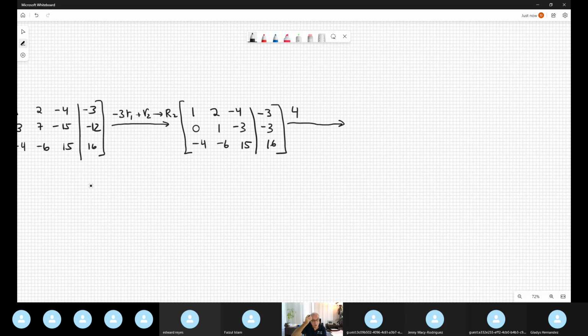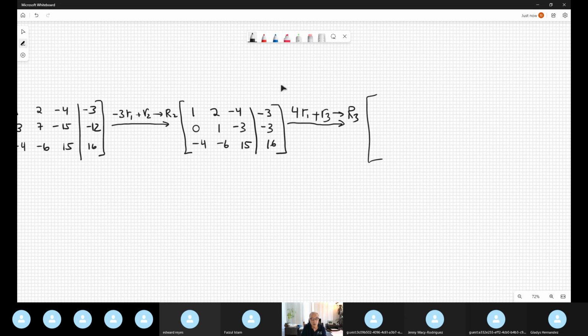Oh, but why positive 4? Well, because it's the same number with opposite sign. And you multiply by R1. Why R1, professor? Because R1 is the row that has the pivot, and the pivot is the mother to create 0s below. Plus R3, and store this new number in R3.